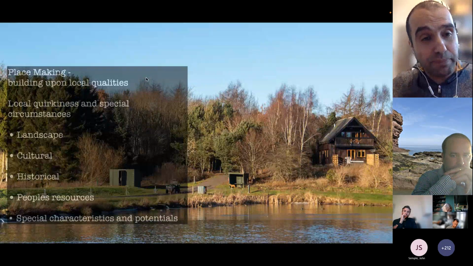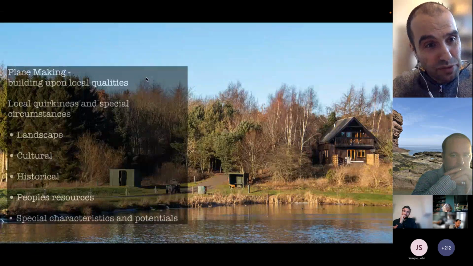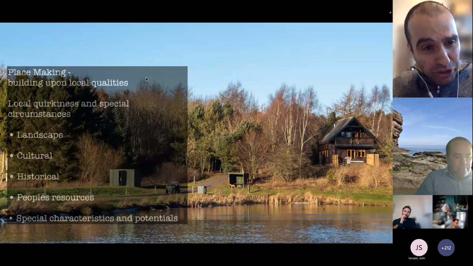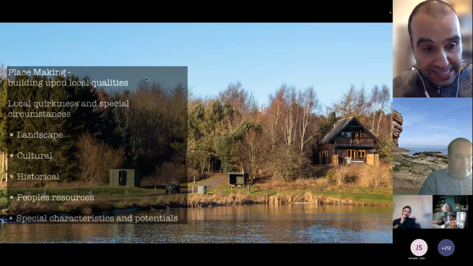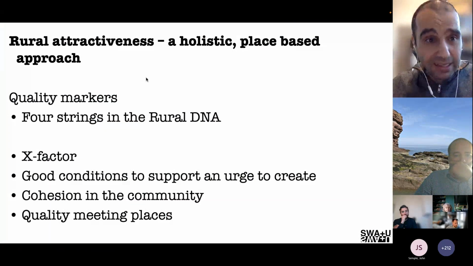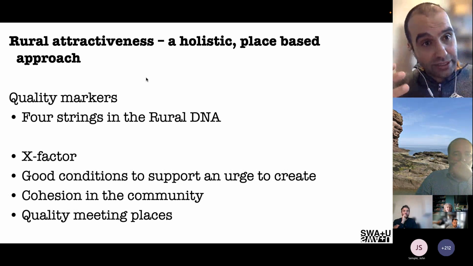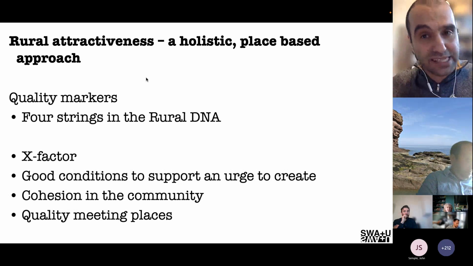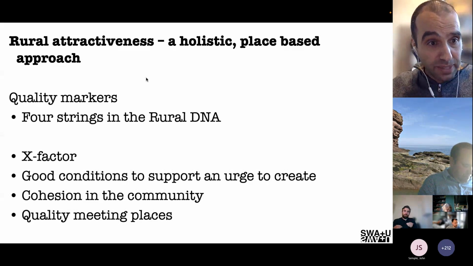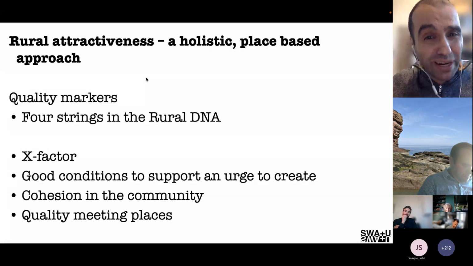We're trying to build upon local qualities, in terms of creating what I call local curiousness and special circumstances, like landscape, culture, history, but also special character. And the last four slides I would like to mention: when it comes to rural attractiveness, this will require a holistic approach, and this will require creating quality markers. Four strategies here, to me at the heart of rural DNA.